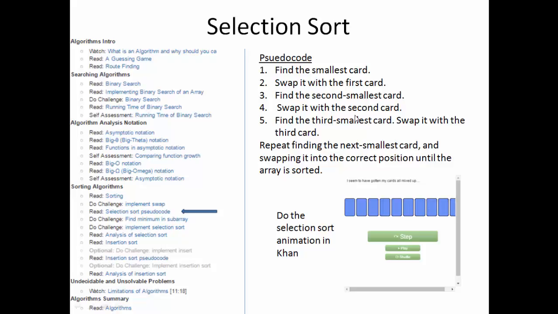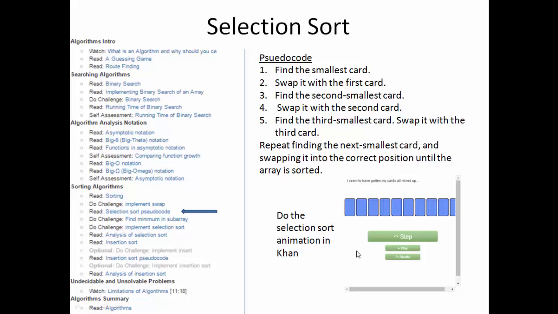and shows you the pseudocode. Just like they showed you pseudocode for each of the searching algorithms, they'll show you pseudocode for selection sort. Find the smallest card, swap it with the first card. Find the second smallest card, swap it with the second card. Find the third smallest card, swap it with the third card, etc. And you keep repeating until you're at the last card, and at that point the array is sorted.